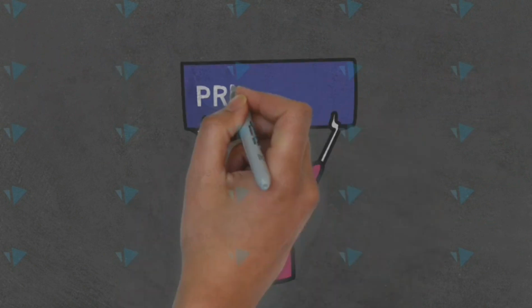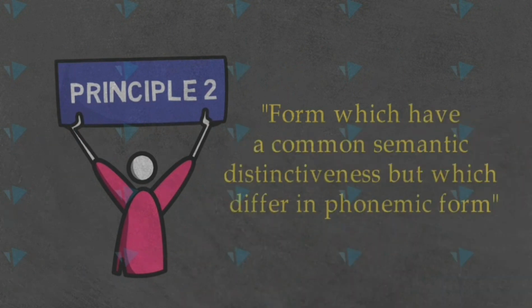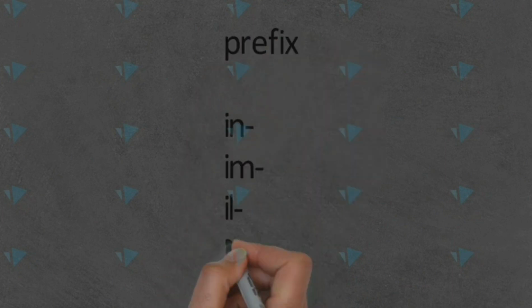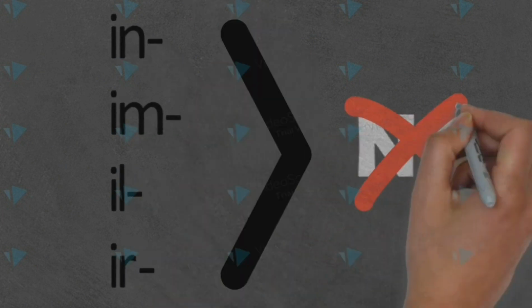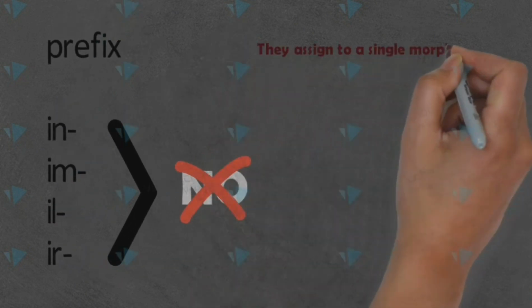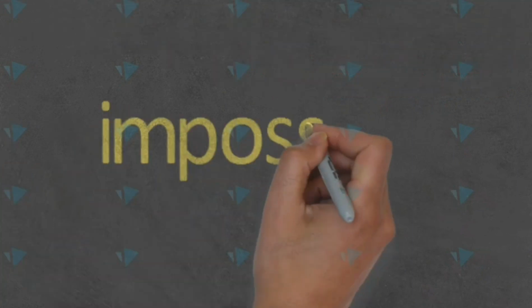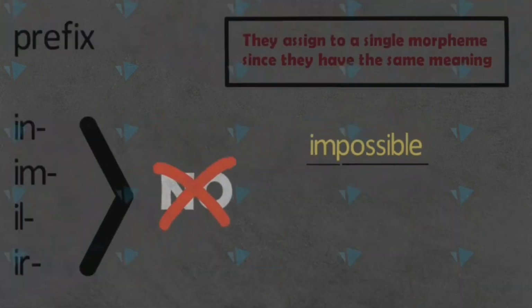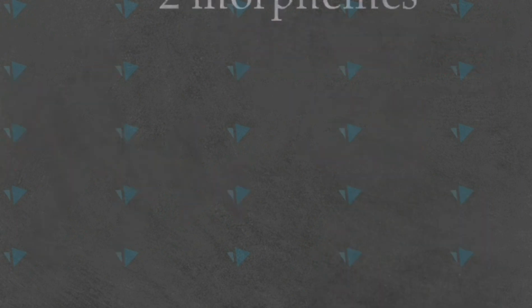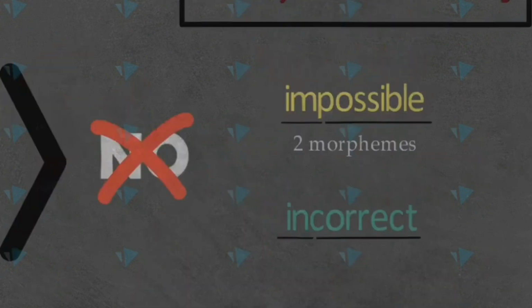Okay, next is principle 2, forms which have a common semantic distinctiveness but which differ in phonemic form. In English, there are prefixes in, im, il, ir, and ig, which mean no or negative. We can assign them all to a single morpheme since they all have the same meaning. Let's look at the word impossible. There is im, that means not, and possible as the basic word. Therefore, it's counted as 2 morphemes. As well as the word incorrect, there is in and correct. It is also counted as 2 morphemes.